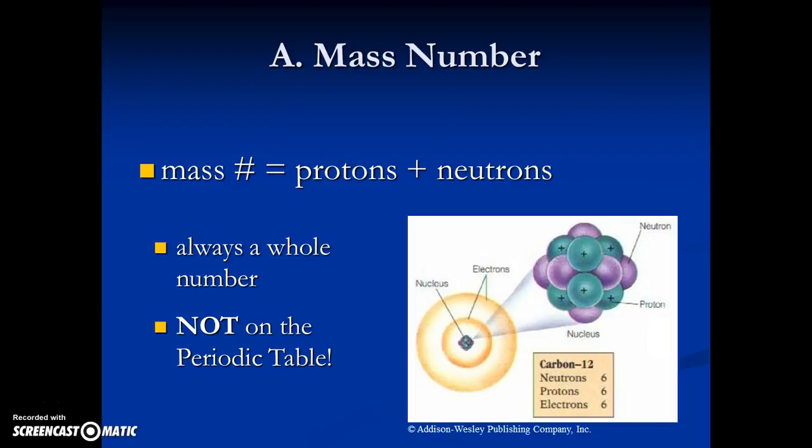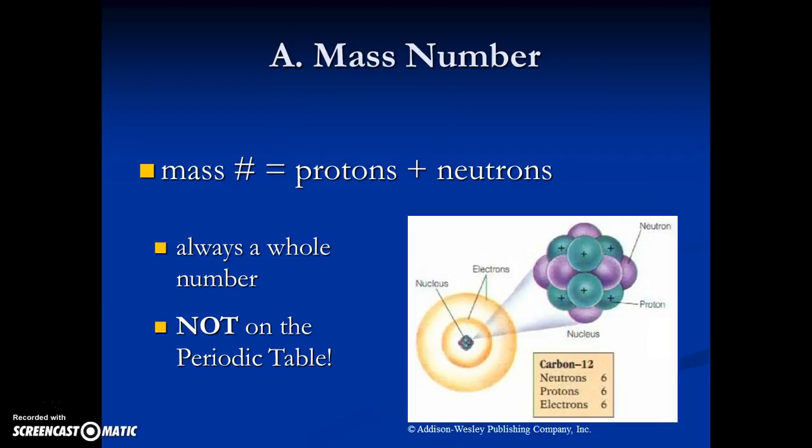So if we look at the diagram, you have a carbon atom, and carbon atoms all have 6 protons. This particular carbon atom also has 6 neutrons. So we call it a carbon-12 atom. And that 12 written after the carbon is the mass number. And it tells us the number of protons plus the number of neutrons.